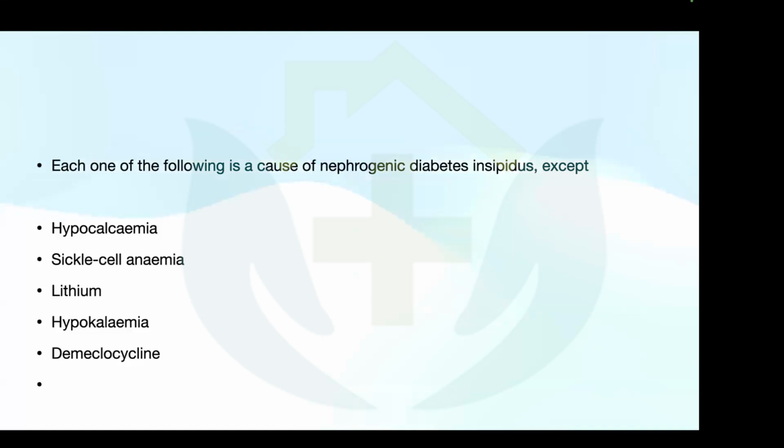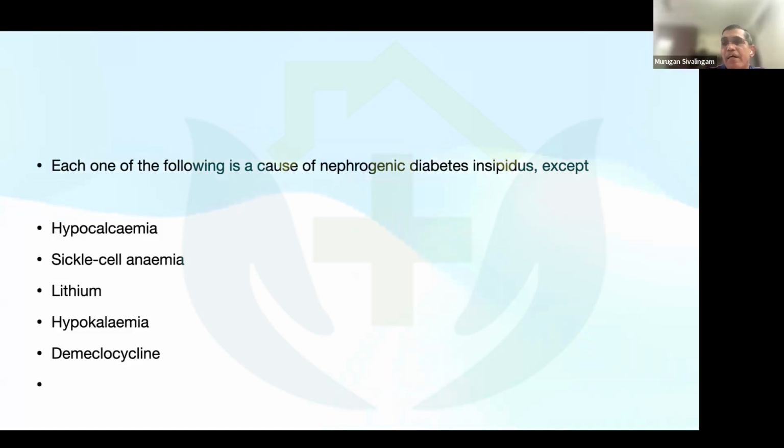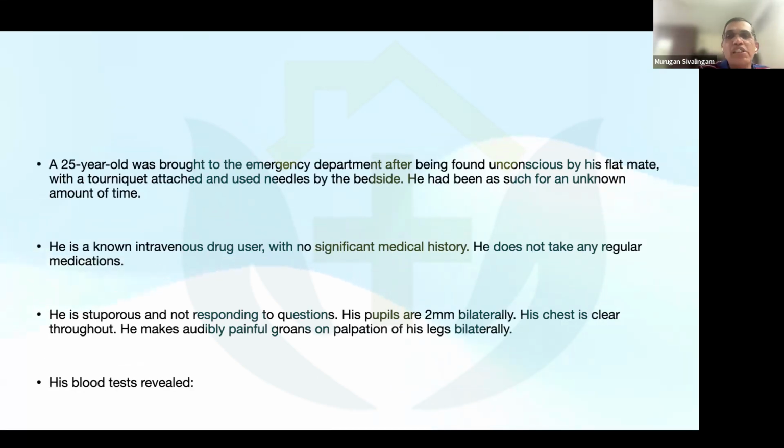Yeah, that's right. Hypercalcemia is a cause of diabetes insipidus. It will cause polyuria, thirst, etc. So hypocalcemia is not a cause of this. Very easy question. I'll just do this last question because it's important.